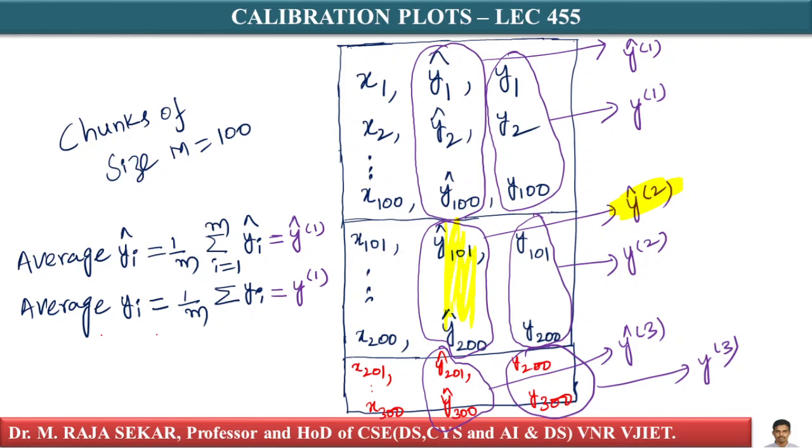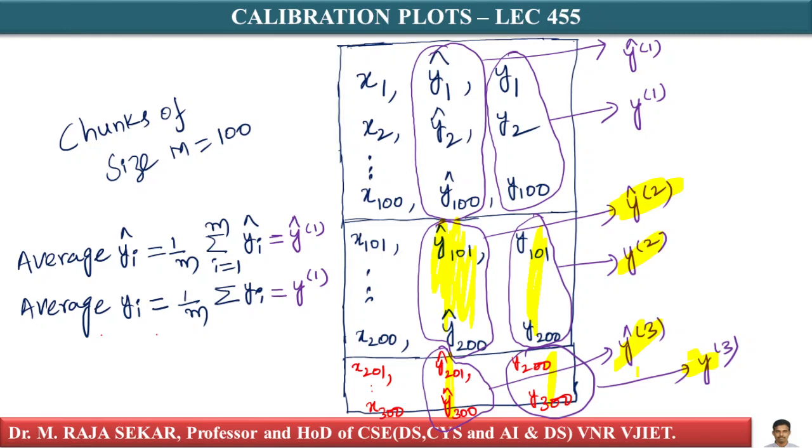This is the y cap values. This is for the actual labels. In a similar manner, I can calculate, isn't it? For the second chunk, y cap of 2 and y2. Similarly, y cap of 3 and y3. I will keep computing y cap of 3, y3, and I will keep continuing this process.